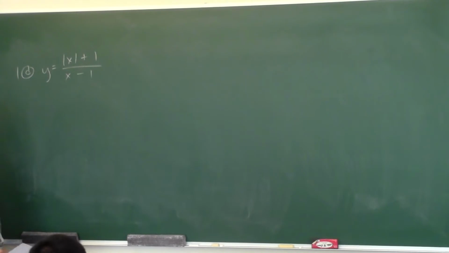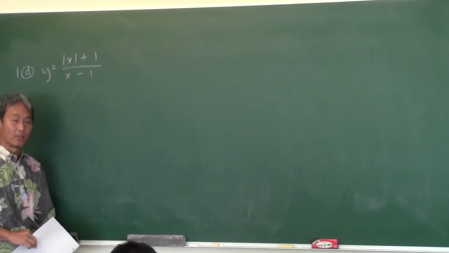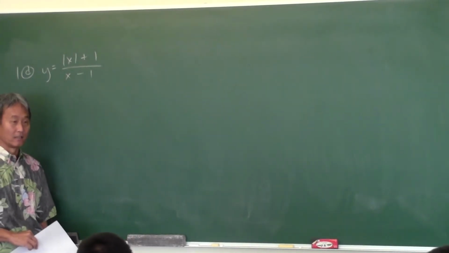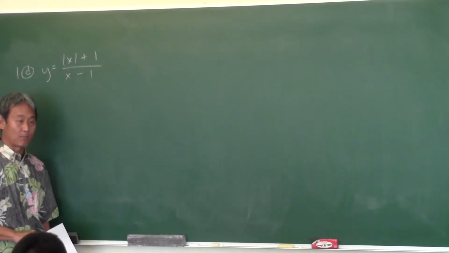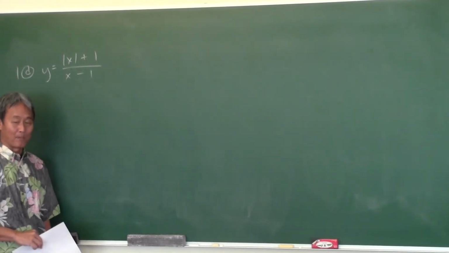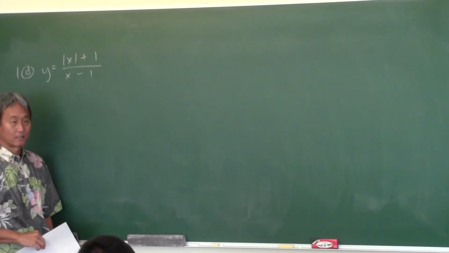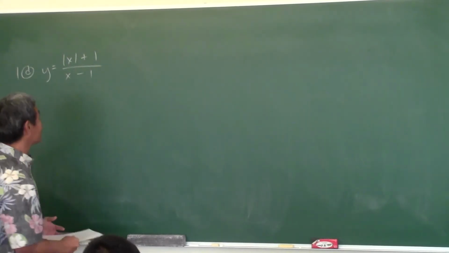Okay, what did we learn last chapter? When you see absolute value, A, pretend it's not there. B, skip to the next problem. C, write a piecewise function. Yes, you write a piecewise function, that's automatic.